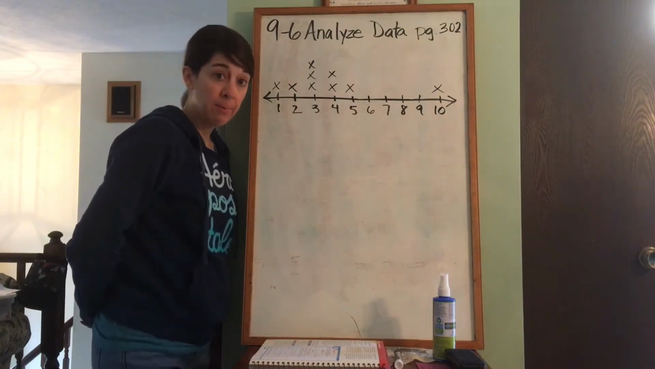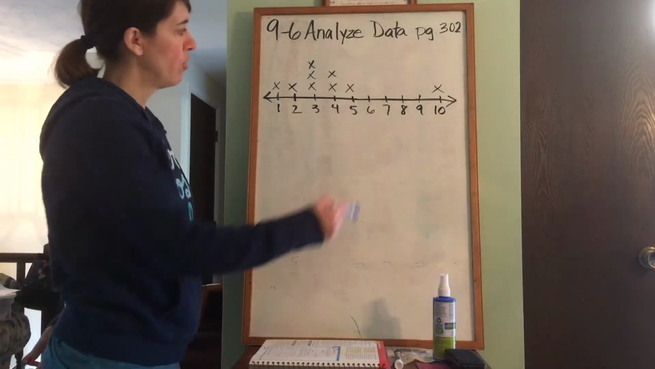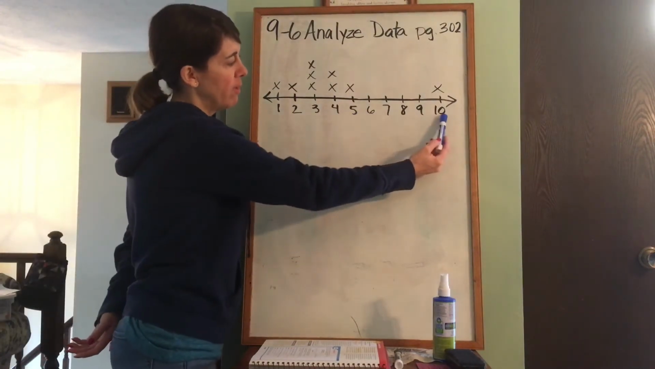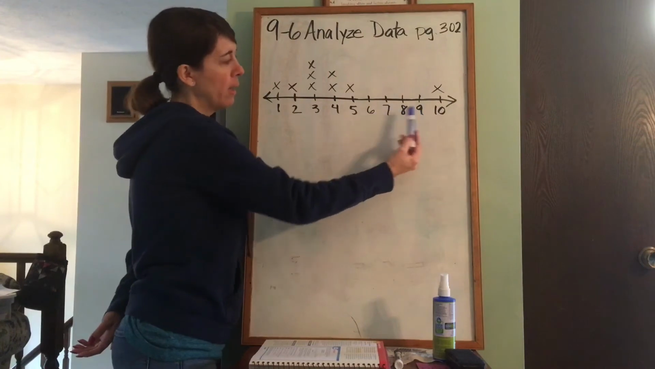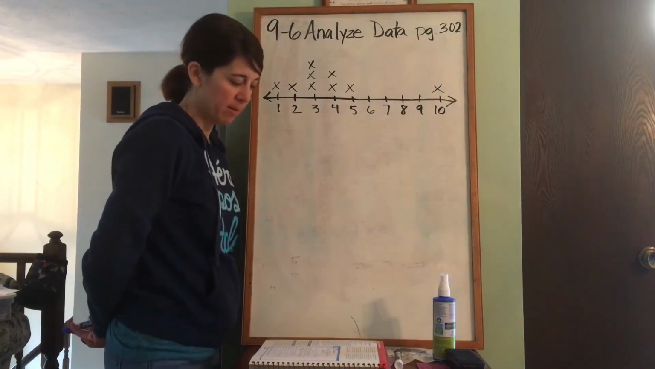The next one is gaps. Gaps are large places on the line plot where no data occurs. So you can see that between 5 and 10, it's 6, 7, 8, and 9, there's no data. And so that is considered a gap. So it's an empty space.